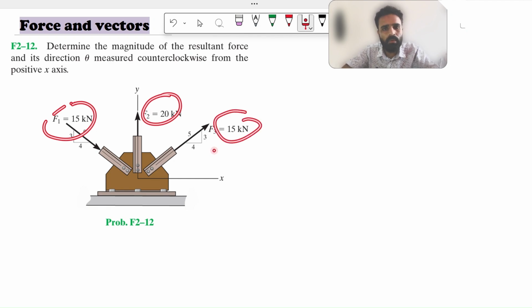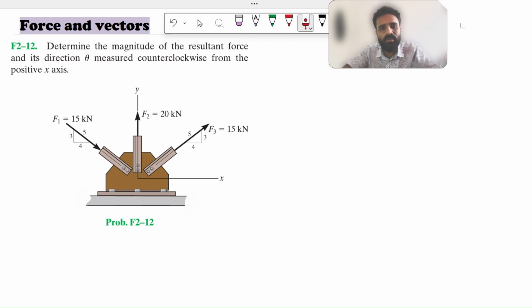For F1 and F3, we need to find the x and y components by using the similar triangle technique. And F2 does not have any x component. It has only a y component because it is directly acting along the y-axis. So we need to find the individual x and y components, and then we'll find the resultant horizontal force and resultant vertical force. Then, by applying the square root formula, and after that, for direction, we'll be applying the trigonometric ratio, the tan theta formula. We'll get the direction for the resultant force.